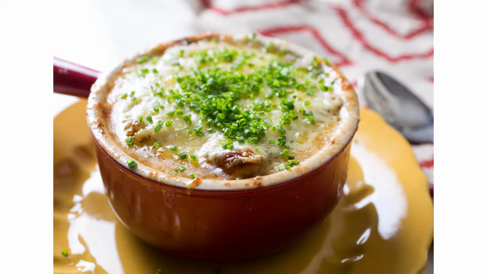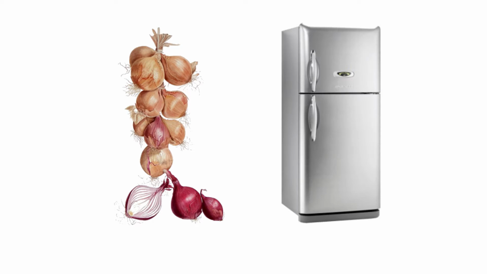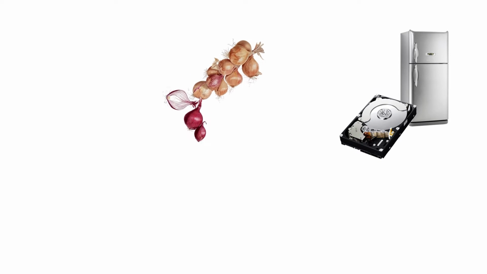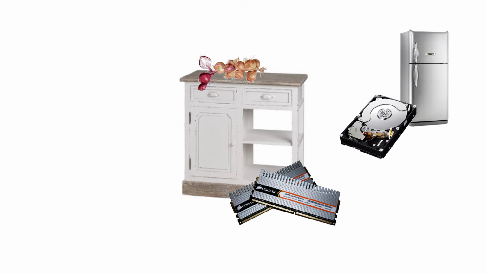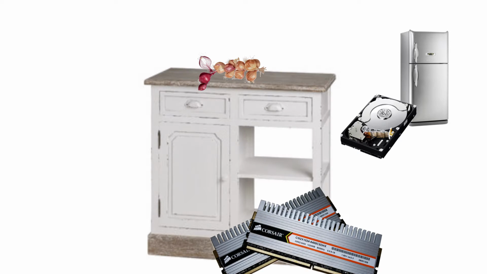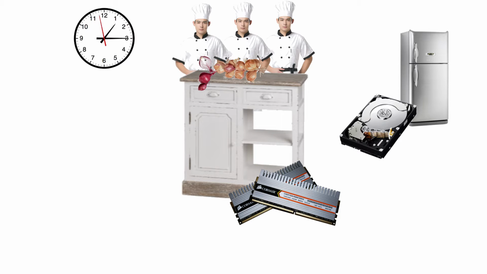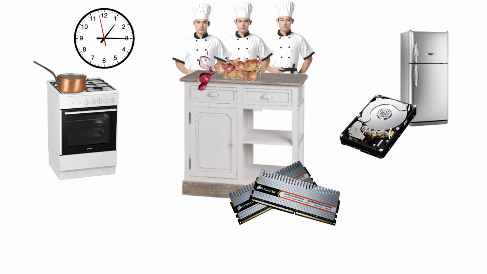Now, I need to make some onion soup. So what I'm going to do is go and grab the ingredients from the storage hard drive, which is going to be the fridge, and place them on my table. Now, my table is only small, or it could be medium, or it could be large. But depending on how big it is and how many people work in there, is how quick I can get it to the cooker, which is the CPU.